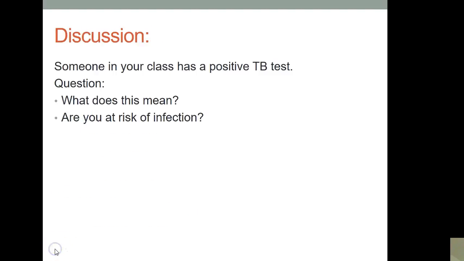Colfax. Okay, discussion. So someone in your class has a positive TB test. What does this mean? And are you at risk for infection? So think about that for a minute. If you have a positive TB test, that means you have been exposed. You've had an immune response. But does that mean that you're at risk for an infection? If somebody else had that, are you at risk? Not if they have latent TB. If they have latent TB and they're asymptomatic and the bacterium is isolated, then it's not going to get in their sputum or their blood, and it's not going to infect you.